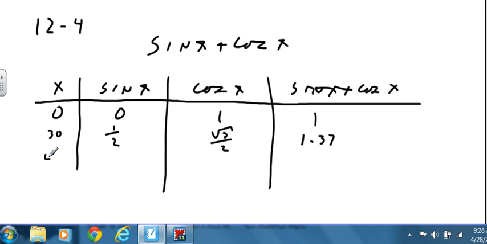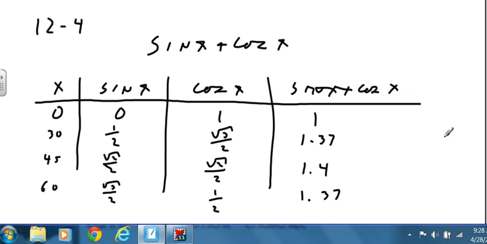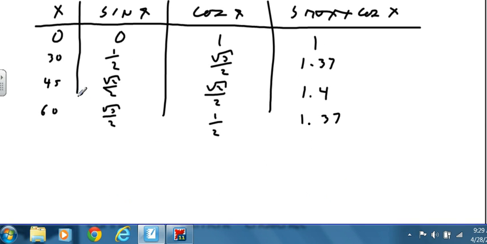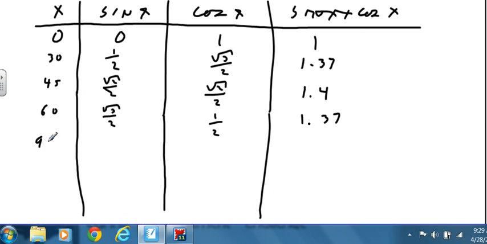Alright, and then I say 45 degrees. At 45 degrees, I have the square root of 2 over 2, and the square root of 2 over 2. I could have just put it in my calculator and got something else. So I have the square root of 2, which is 1.414. And then I got 60 degrees. At 60 degrees, I got square root of 3 over 2 and a half, and I got that same 1.37 again. And then I'm going to have to probably go around the entire circle doing this. So I'm going to look at 90 degrees, and at 90 degrees, he's 1, he's 0, he's 1.